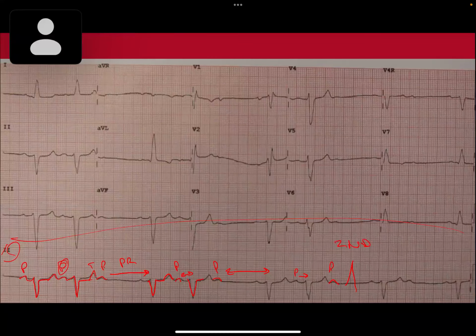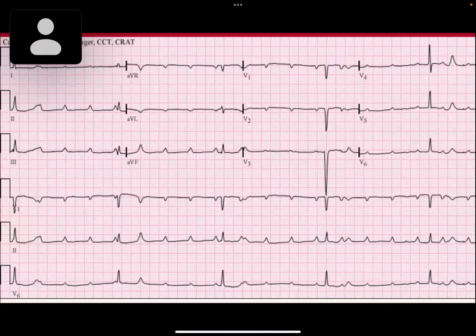Okay. And then this one, you have random P waves and then a QRS complex that is not preceded by a P wave, then you think of this as a third degree block. Okay.